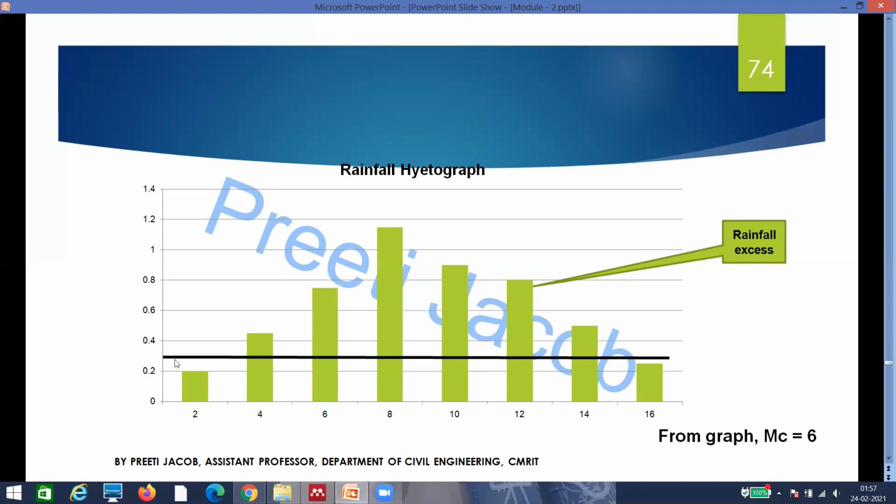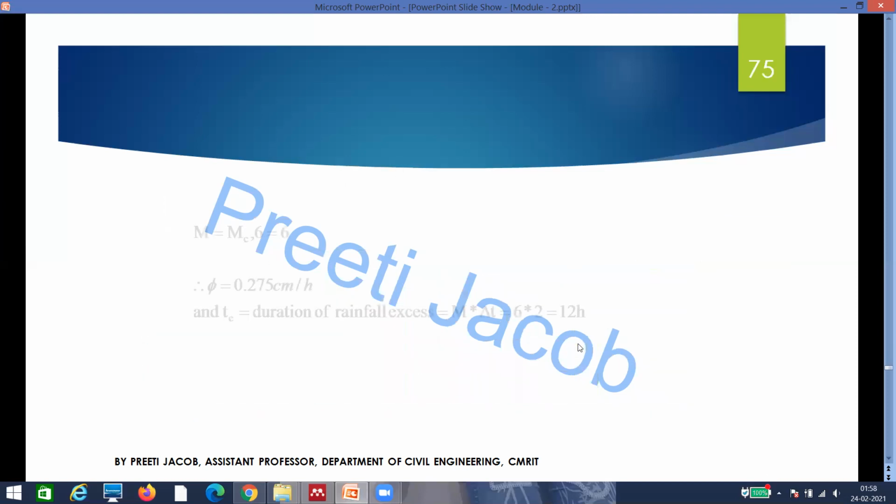Again, I'll see in the graph, when I've drawn it, the intensity, I have taken M is equal to 6. Now you can see here rainfall excess is contributed by 1, 2, 3, 4, 5, 6. So MC is equal to 6. So both are same. So the value of phi, by trial and error, is equal to 0.275 centimeter per hour. And the duration of rainfall excess is given by M into delta T. What was the value of M? We got M is equal to 6. Delta T was 2, so 12 hours. So the duration of rainfall excess is equal to 12 hours.